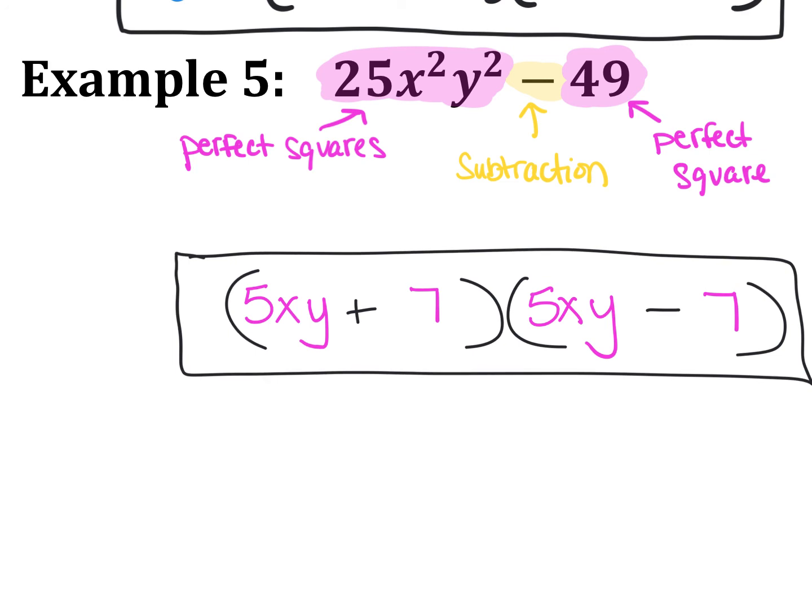So always remember your pattern. You're going to look for that subtraction in the middle, and you're going to make sure both terms are perfect squares. And then when you go to factor, keep one binomial plus, one binomial minus, and then use those square roots in each part there.